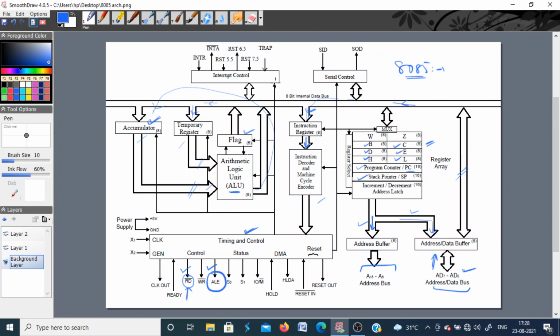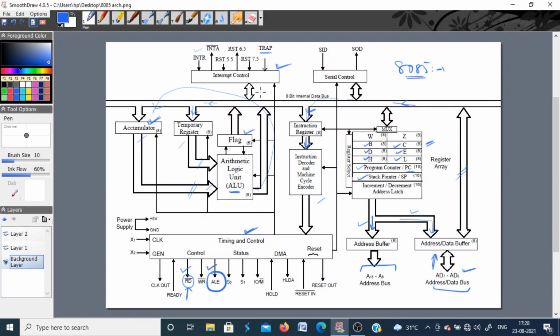Similarly, there is one block for interrupt control. We have 5 interrupts here. INTR has the lowest priority and TRAP has the highest priority. I will discuss this in more detail when we discuss interrupts.